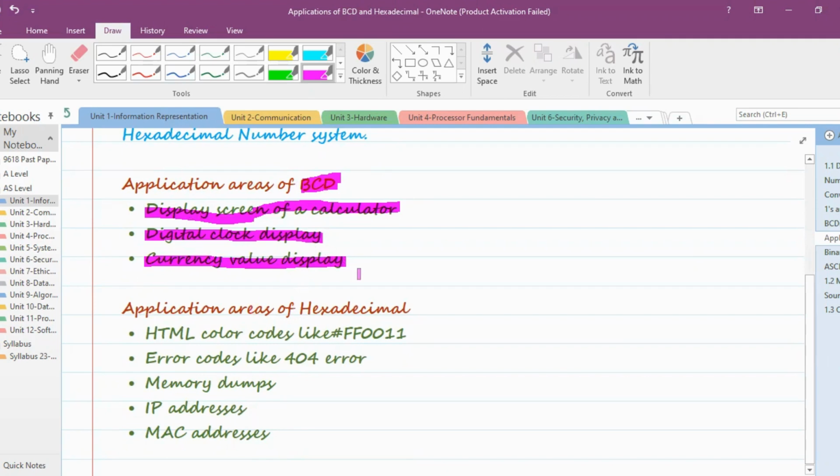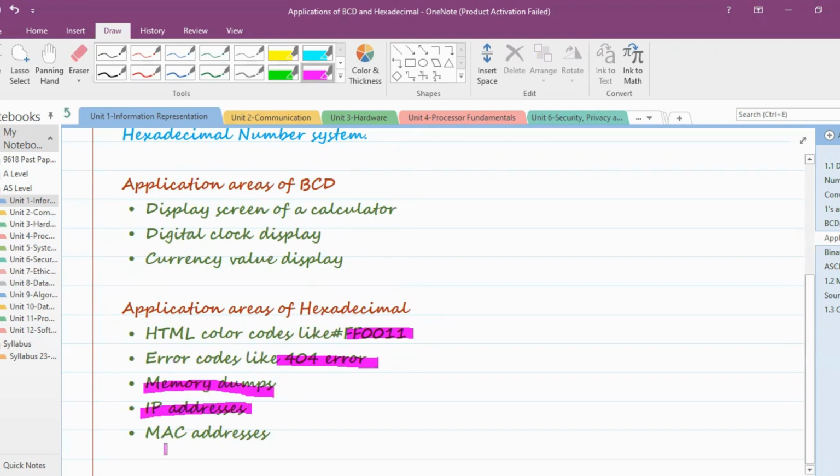Now, application areas of hexadecimal. For hexadecimal, you must have seen these color codes, RGB color codes, like FF0011. That is an application of the hexadecimal number system. Error codes, like the 404 error. Error codes that you see on websites are also a hexadecimal application. Memory dumps, then IP addresses, then MAC addresses. All these are application areas of hexadecimal, right?